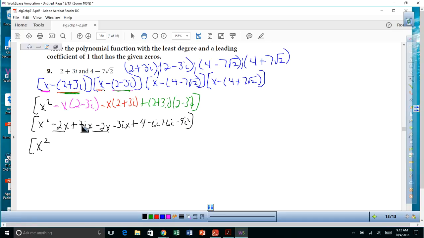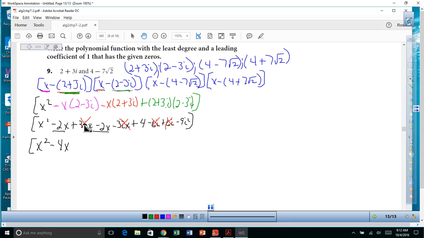No. You've got plus 3i and minus 3i, so those are going to cancel out. You also have minus 6i and plus 6i. Those cancel out. So you've got x squared minus 2x, that's going to be minus 4x. All right, so that's them.